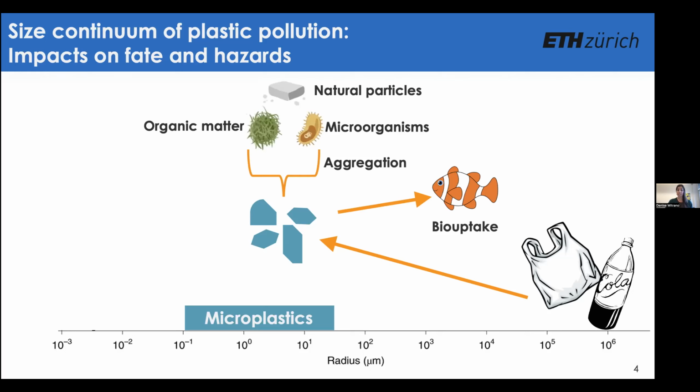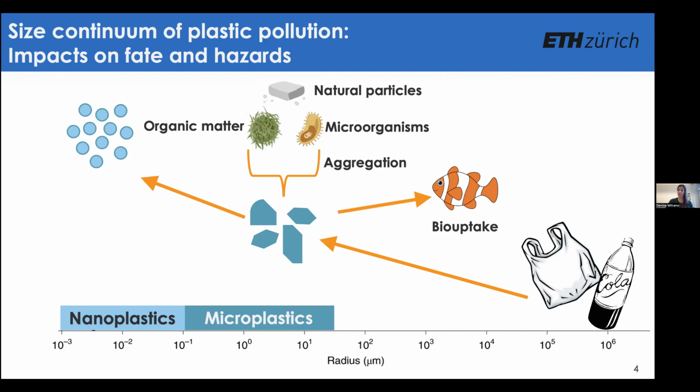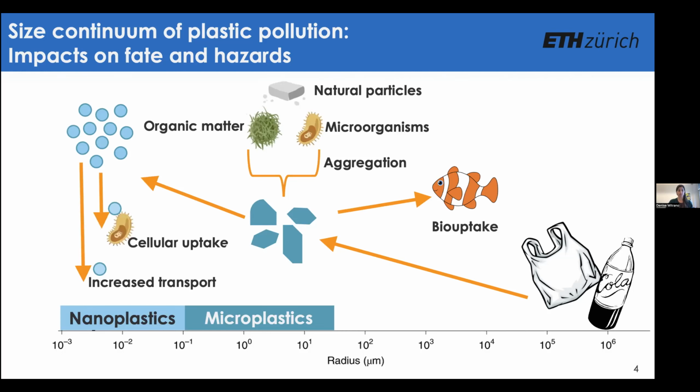Now, this degradation of macroplastic to microplastic doesn't stop there. We can also form even smaller particles called nanoplastic. This is normally things that are 1 micron and below. And these, again, can have different types of interactions in the environment because of these smaller sizes. So we might have increased transport in water or soil systems or in the atmosphere as well, and also different interactions with organisms, potentially even cellular uptake.